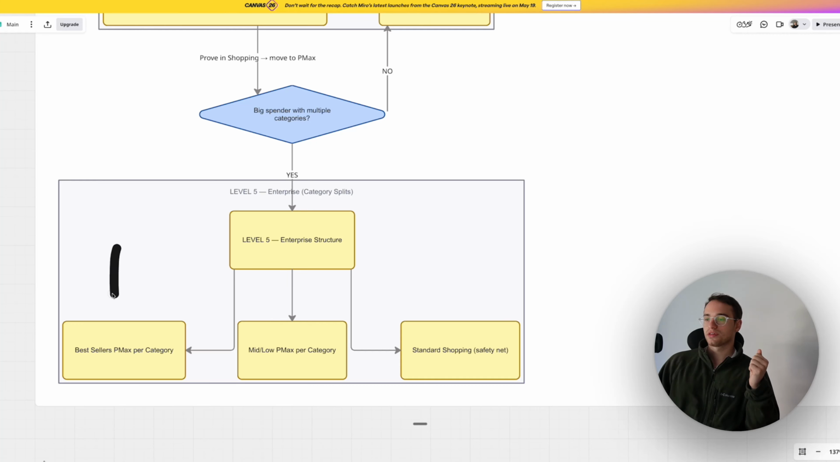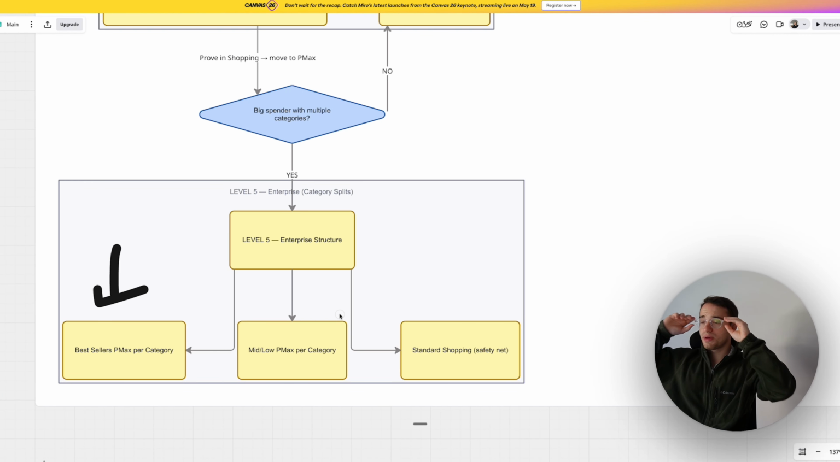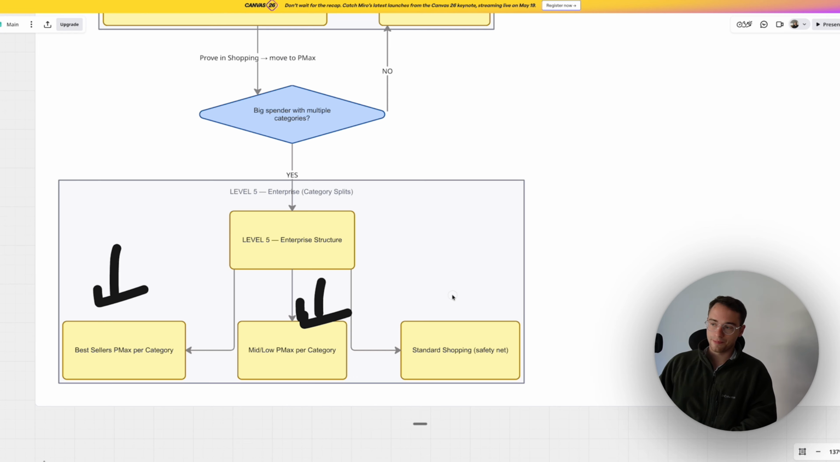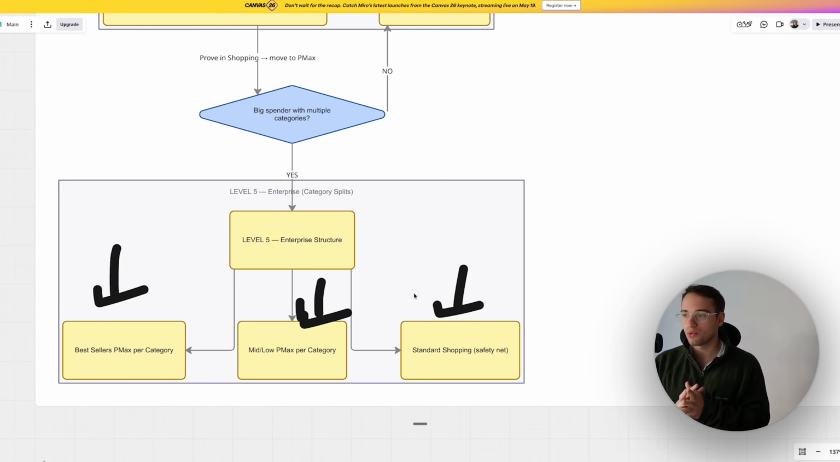So we have the bestsellers PMAX per category. Think about it, potentially you have, I don't know, a skincare business, and maybe this is all your acne product related. Maybe the other ones are more around serums, maybe a completely different category, but we have a different PMAX per category here and standard shopping as a safety net. The same kind of logic applies here, and then we expand as we scale, as we see performance. So that was the PMAX structure that I would recommend, and shopping structure really, as we evolve in our journey in terms of Google Ads.